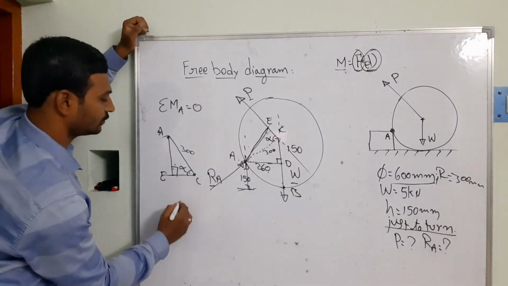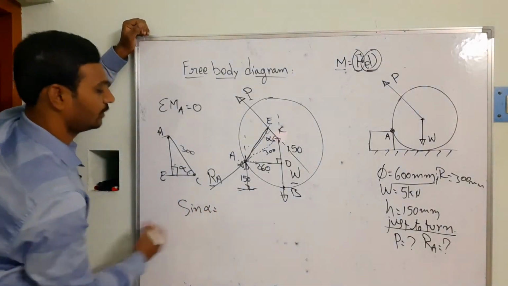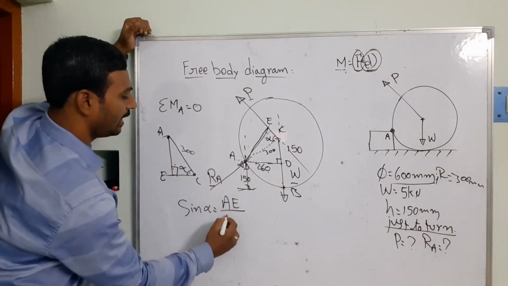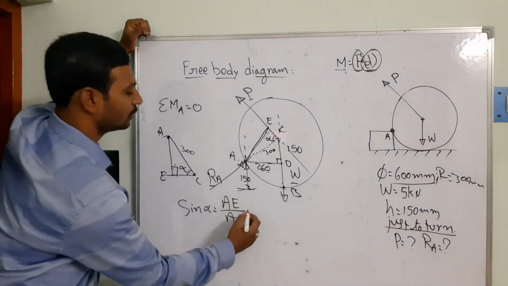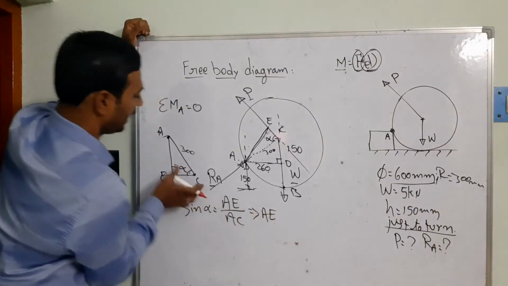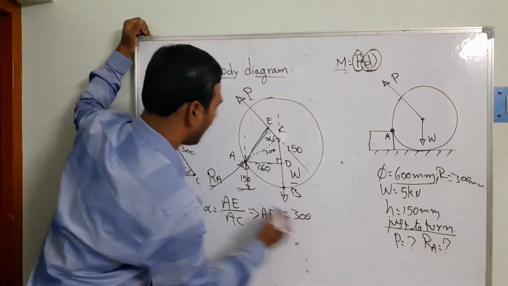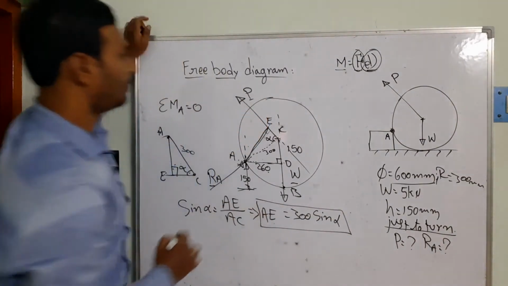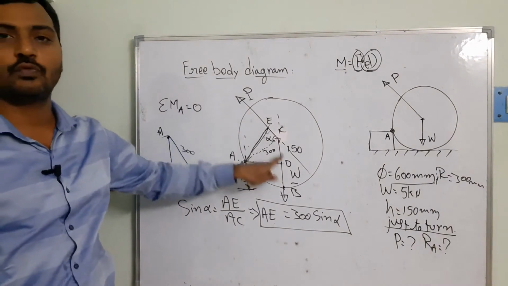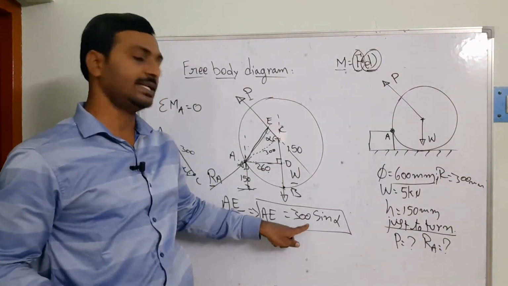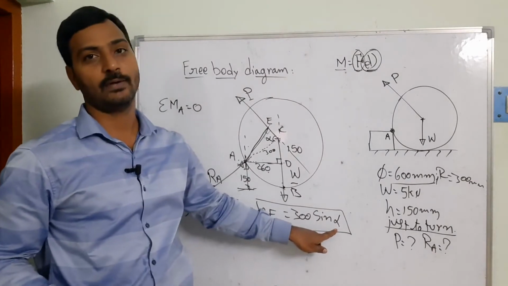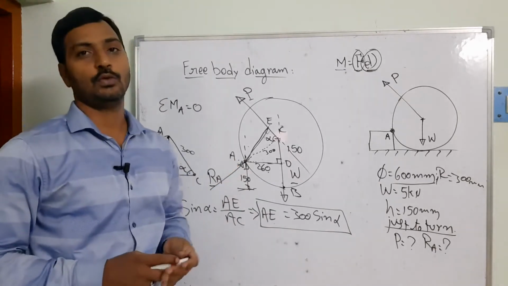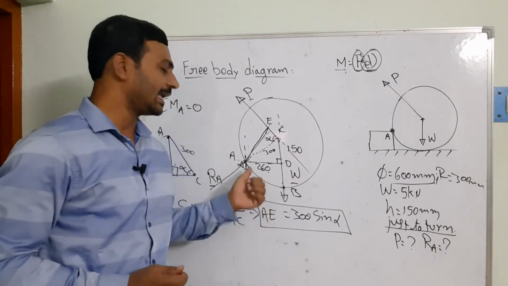So I am going to be taking here, sine alpha is equal to, what is the sine alpha? That is going to be your opposite side AE divided by hypotenuse, here the AC. So from this, AE is equal to AC, we know that is going to be 300, times sine alpha. Can you see here the perpendicular distance from the point A to the line of action of the force I have taken in terms of 300, that is the radius of your wheel, and the sine alpha. So now I am going to be taking the moments at A so that I can calculate the P value. Once the P value is calculated, then I can calculate the RA also.